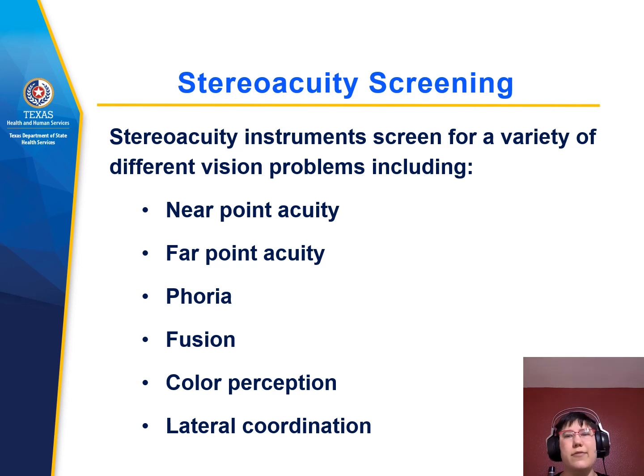So, fun and excitement. Now let's talk a little bit about stereo acuity screening. It's supposed to look for different issues: near point acuity, far point acuity, phoria, fusion, color perception, and lateral coordination. But again, we don't do those.